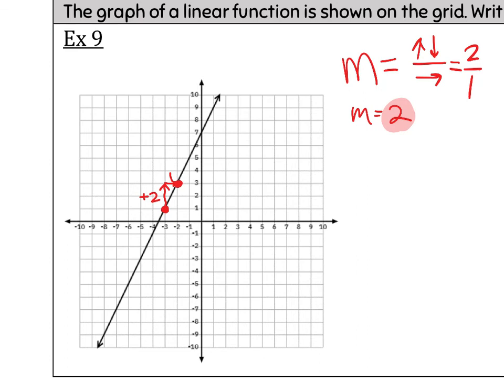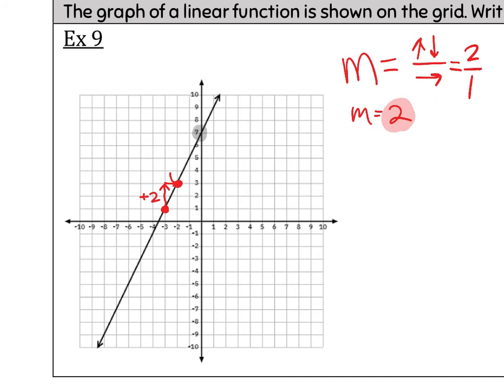What else do I need to write a point slope form? I need x1, y1. If I want to write a point slope form, I have the slope, I need a point. It does not matter what point you pick as long as it is a good point. I suggest, and Ms. Jackson suggests, that you always look to pick one of your intercepts because those numbers are pretty easy to spot. Let's go with this one right here.